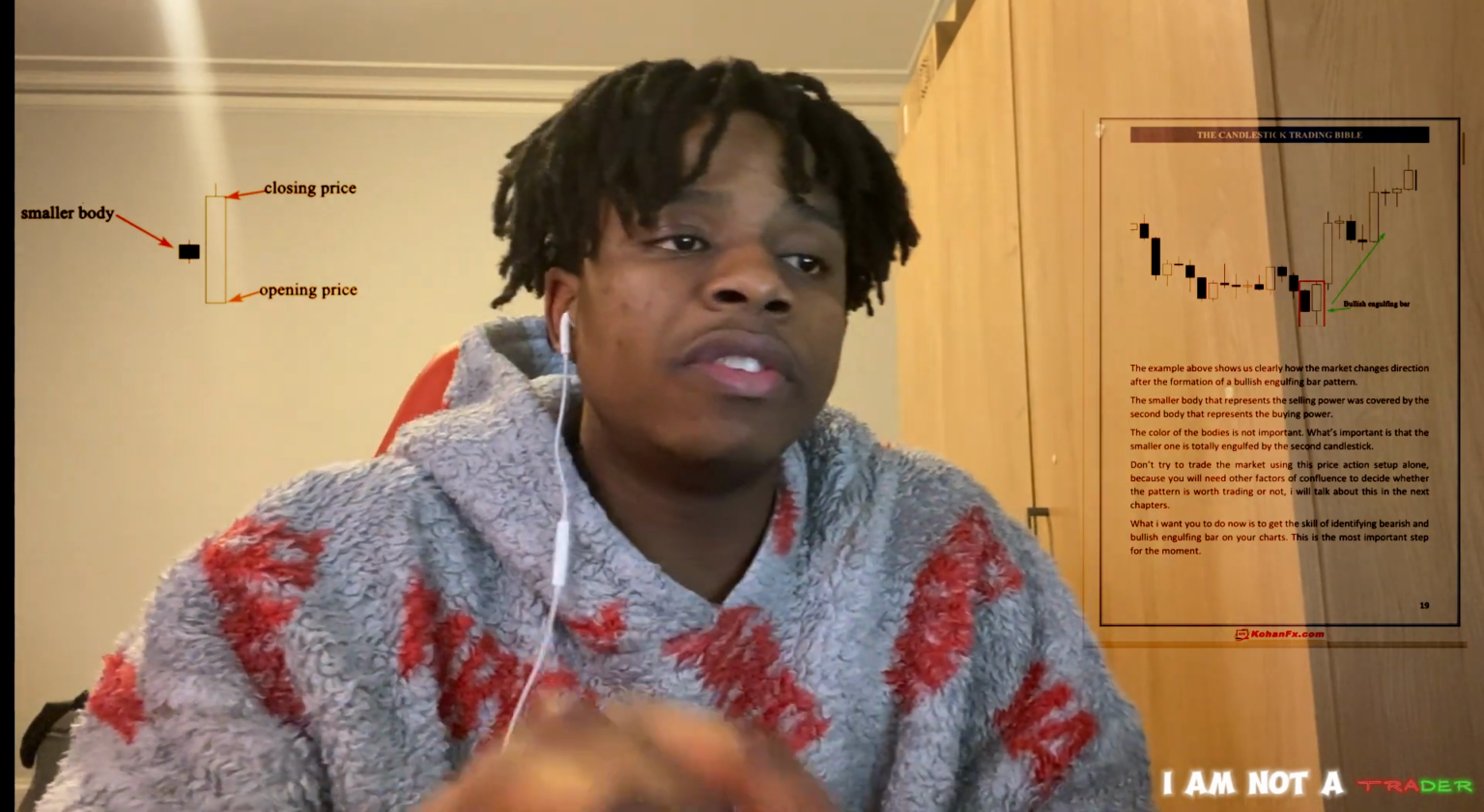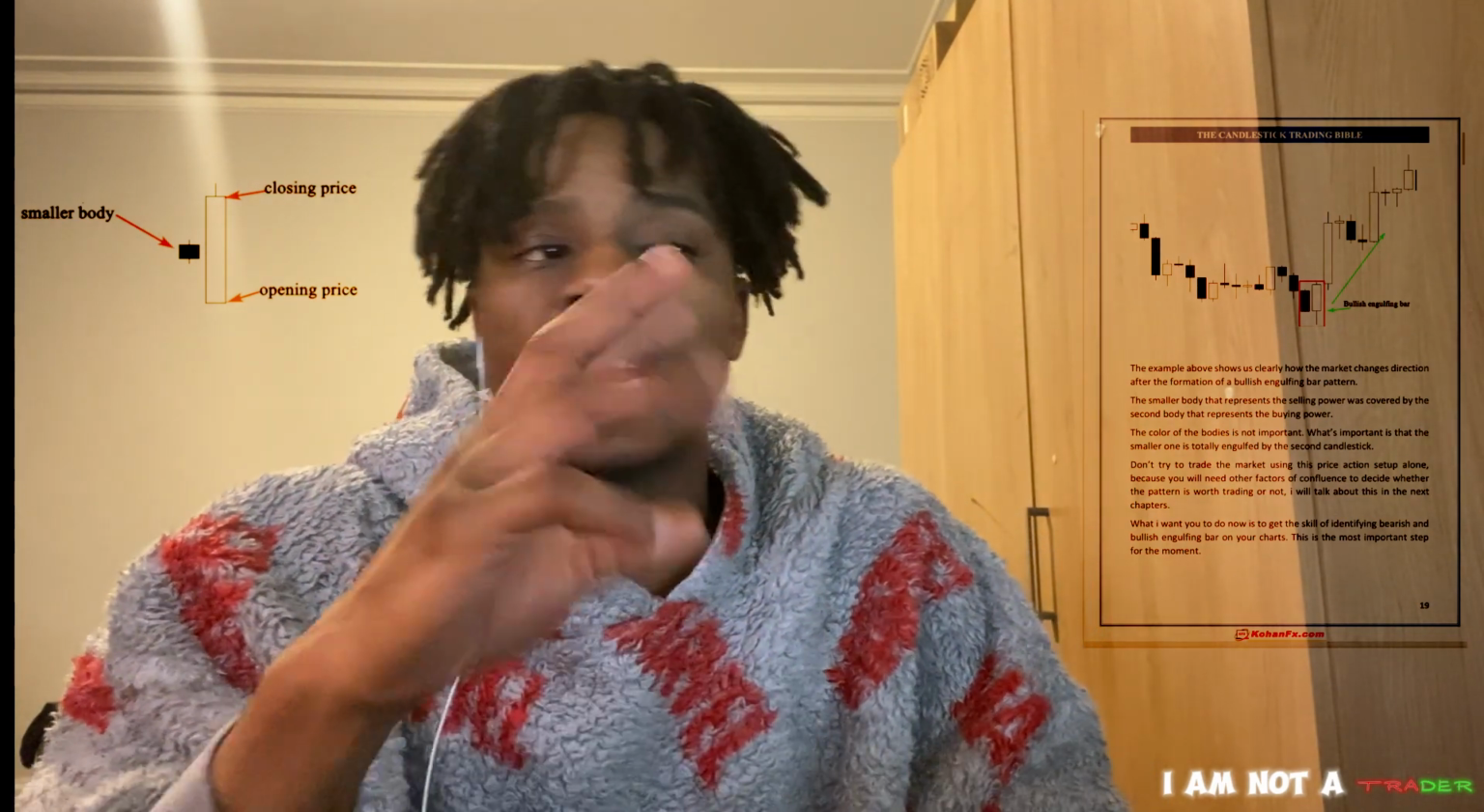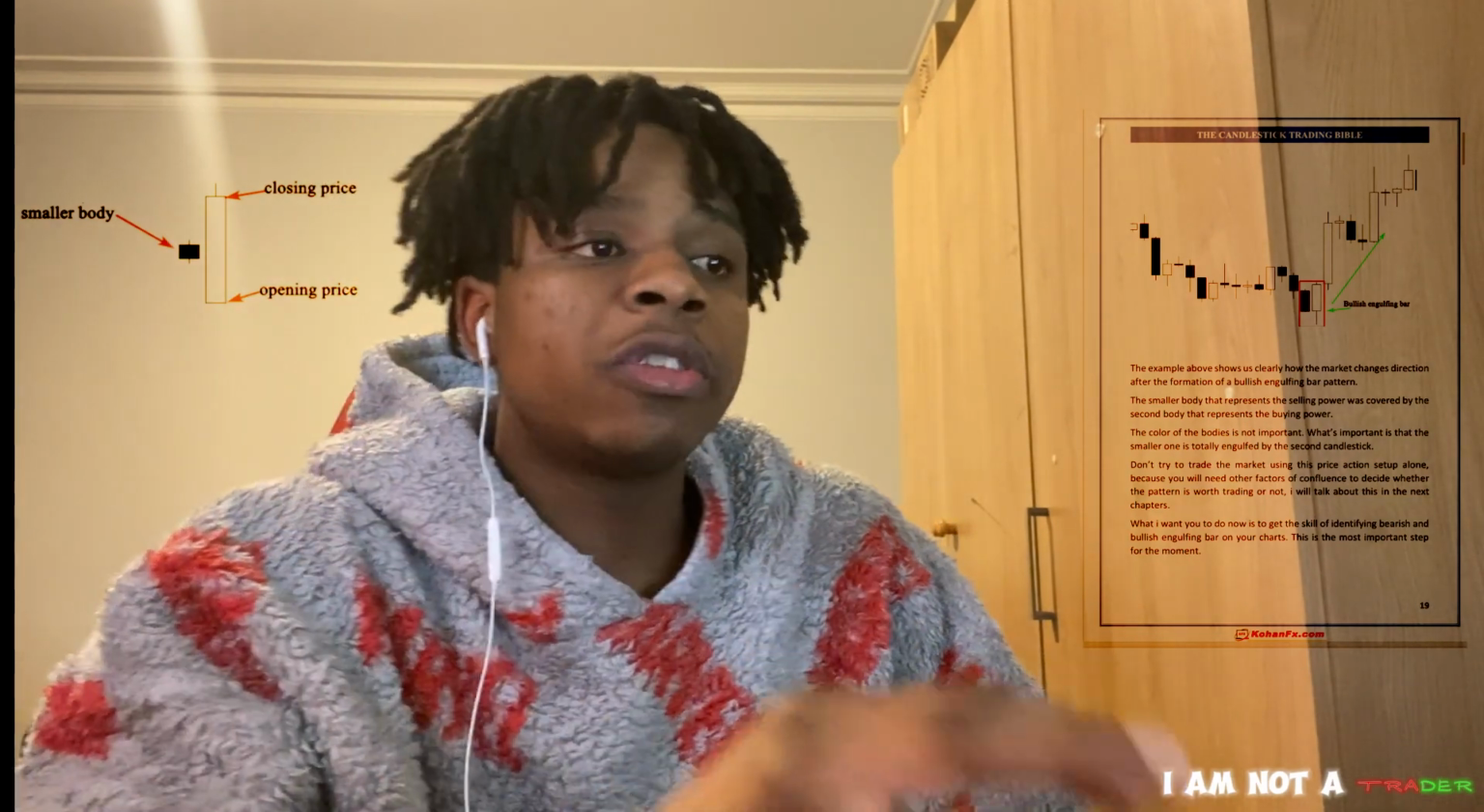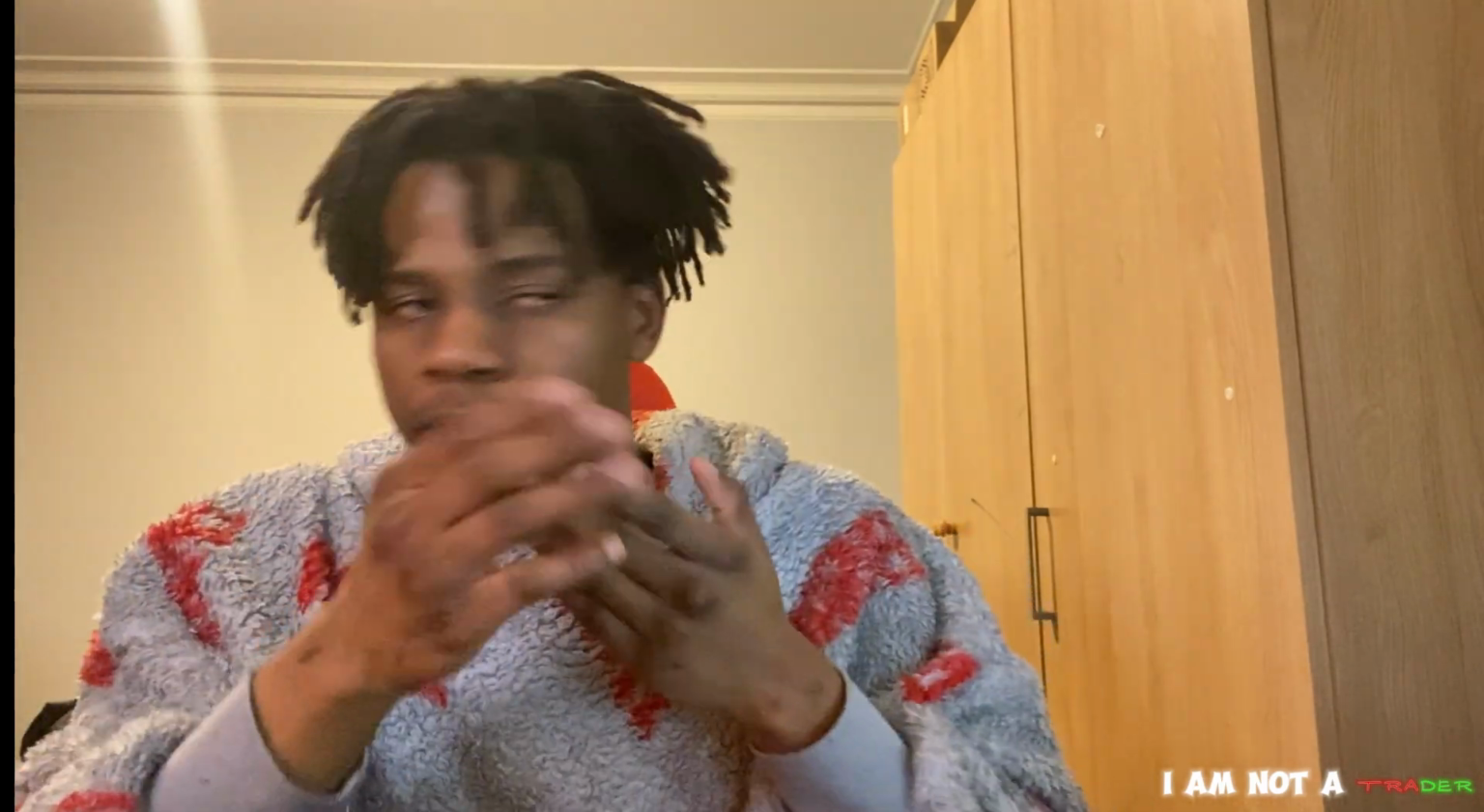What I want you to do now is get the skill of identifying bearish and bullish engulfing bars on your charts. This is the most important step at the moment, right? So we'll do this at the end of the chapter. I'll put up a chart so we identify the bullish and the bearish engulfing bars. You get me? Yeah.